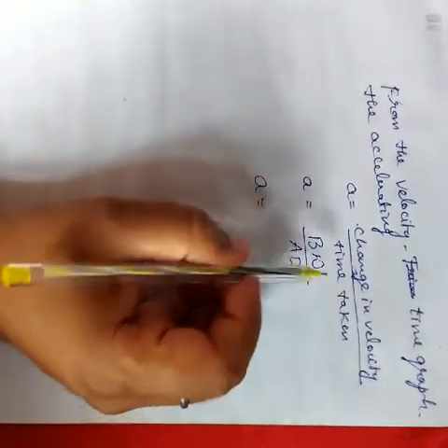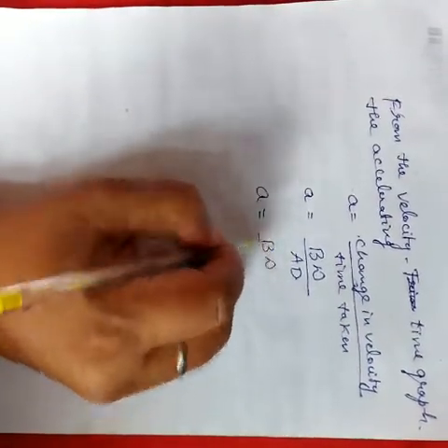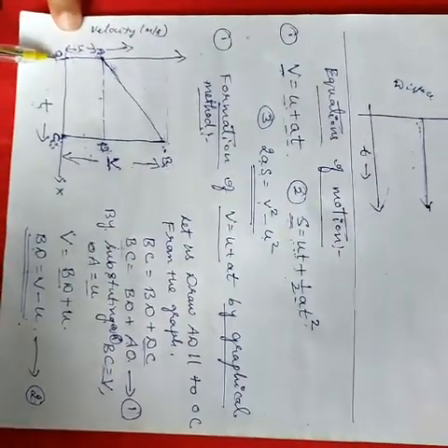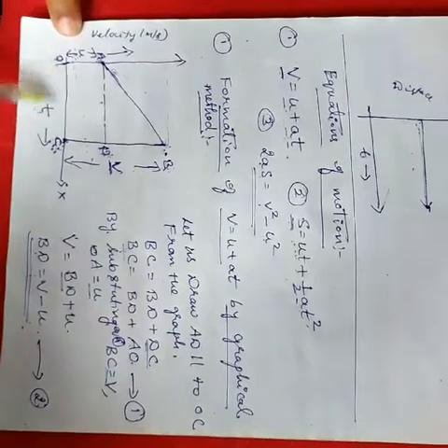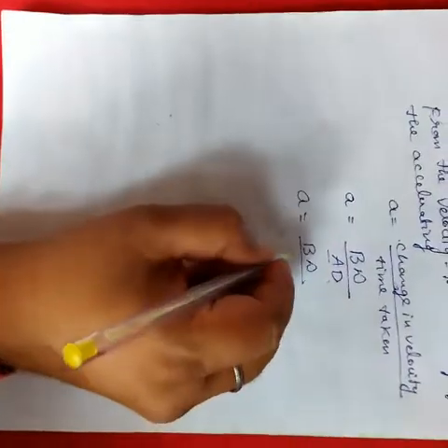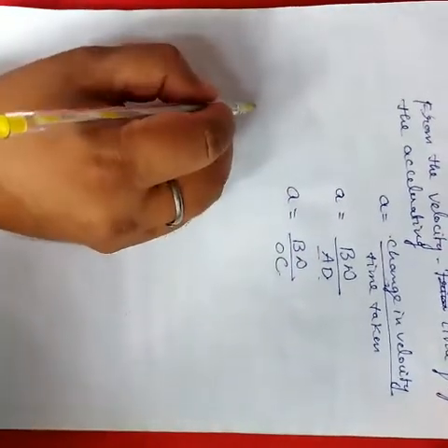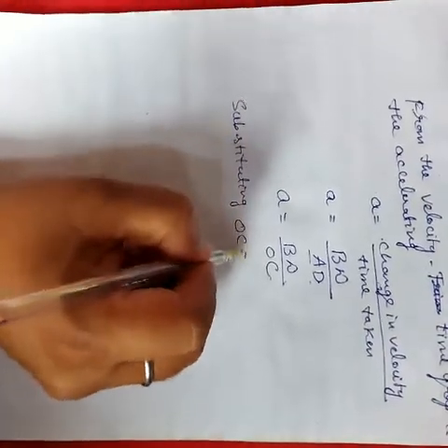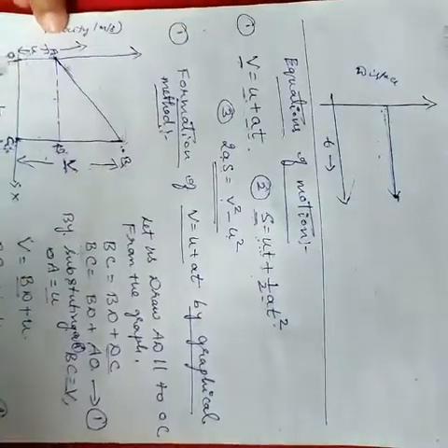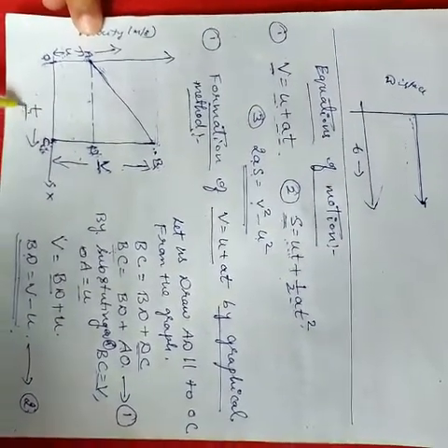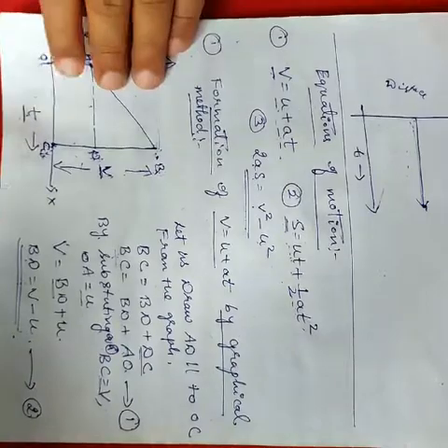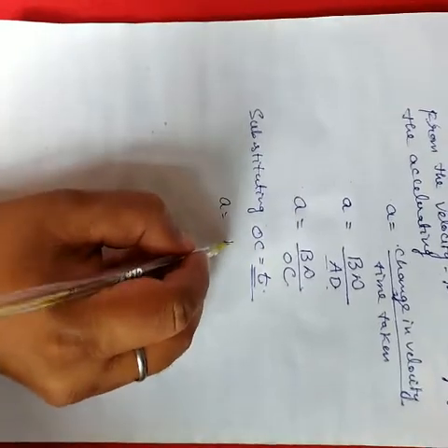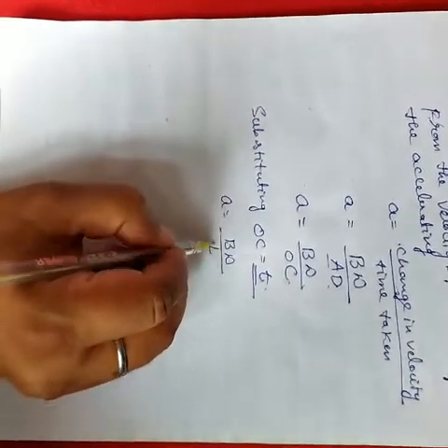a is equal to BD upon AD. So see again the graph, AD is parallel to OC. So that is OC. Now we substitute OC. What is OC? Just always see that graph. OC shows time taken. So in place of OC, we substitute T. The acceleration is equal to BD upon time taken, T.